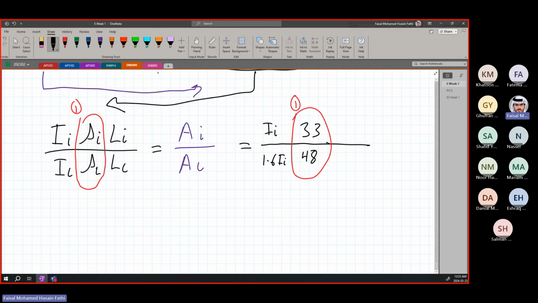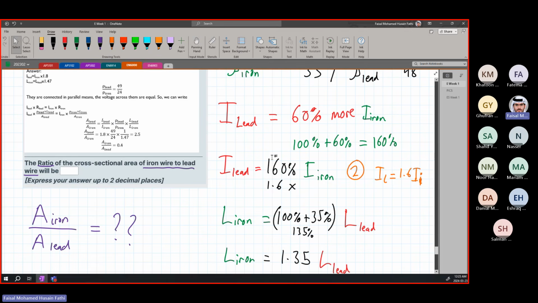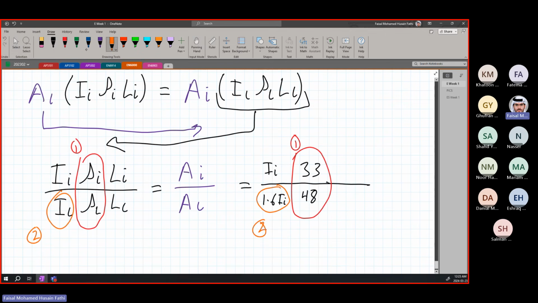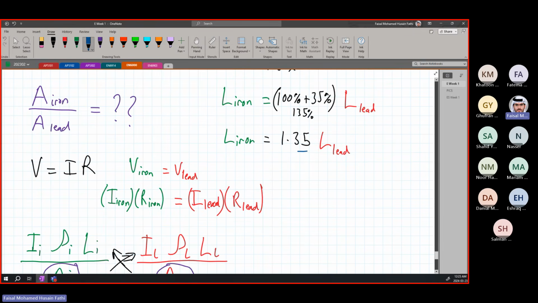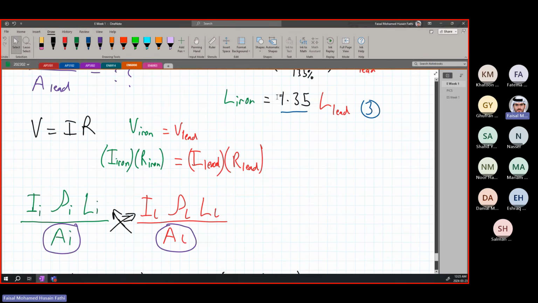And then, again, this is merely a substitution from number 2, and then we substituted from this ratio we have, or this given comparison. If you notice, we can now simply cancel the I with the I, so we just have a number at the bottom. We don't have any more variables. Now the last part is the length. The length of iron is equal to 1.35 times the length of lead. This is number 3. So we can substitute for the length of iron this value over here.